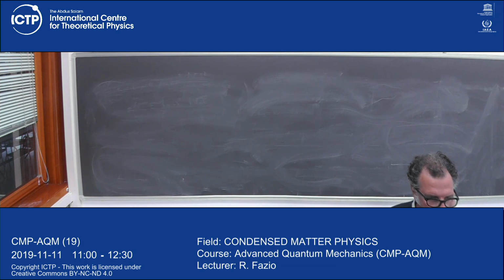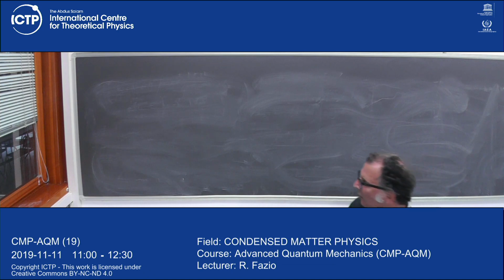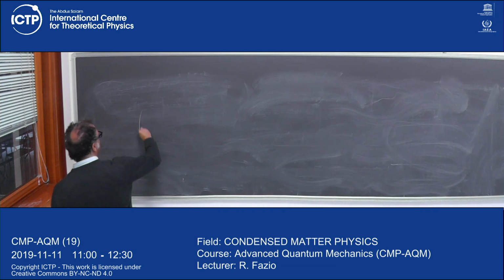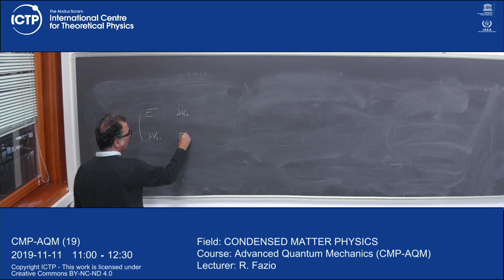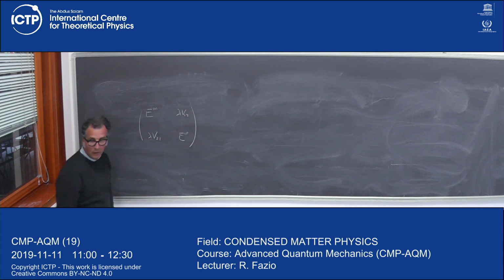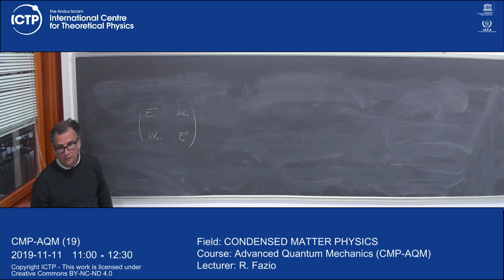Now in this case, there was no quadratic term in the case that we saw. The matrix was lambda V12, whatever, and the energies were E plus minus equal to E0 plus minus lambda V. There was no other correction, because this was the exact solution.